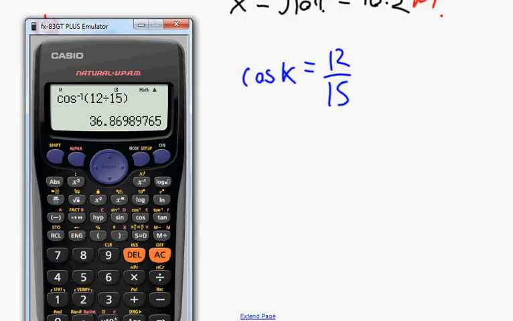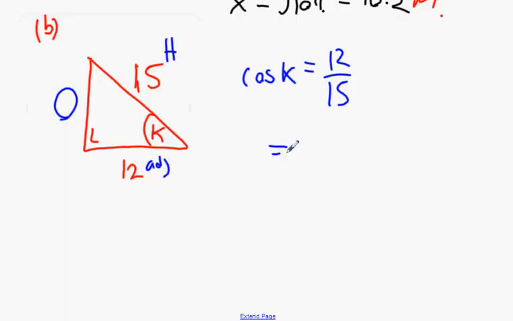And lo and behold, 36.87 rounded off to 37 degrees. Are we cool with that? Yeah. K equals cos inverse 12 over 15. We good?